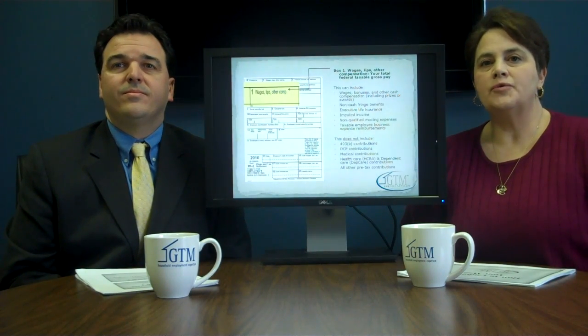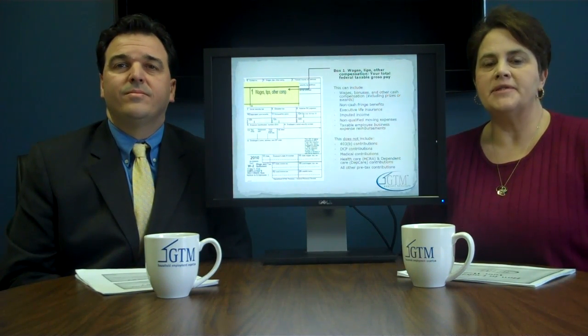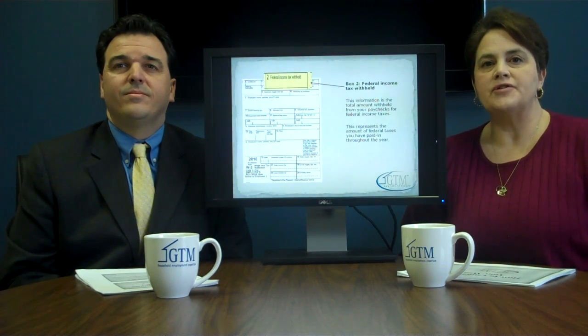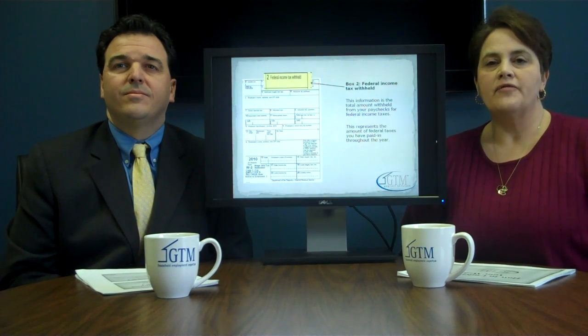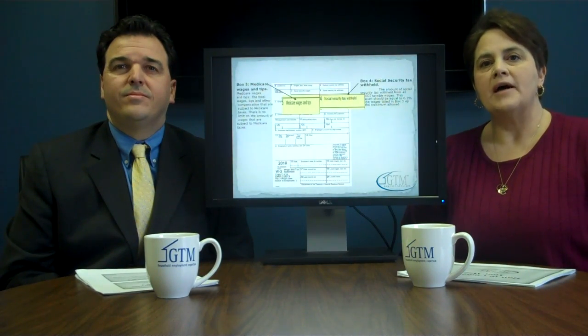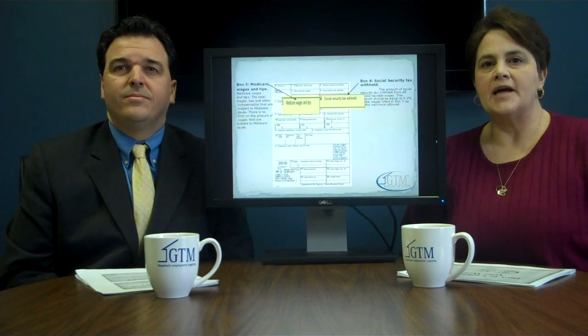Thank you, Guy. Box 1 reports your wages, tips, and other compensation, your total federal taxable gross pay. This can include wages, bonuses, and other cash compensation, including prizes or awards. Box 2 is your federal income taxes withheld. This information is the total amount withheld from your paycheck for federal income taxes. Box 3 is your Social Security wages. This reports the total amount of wages subject to the Social Security tax. Box 4 is your Social Security tax withheld.